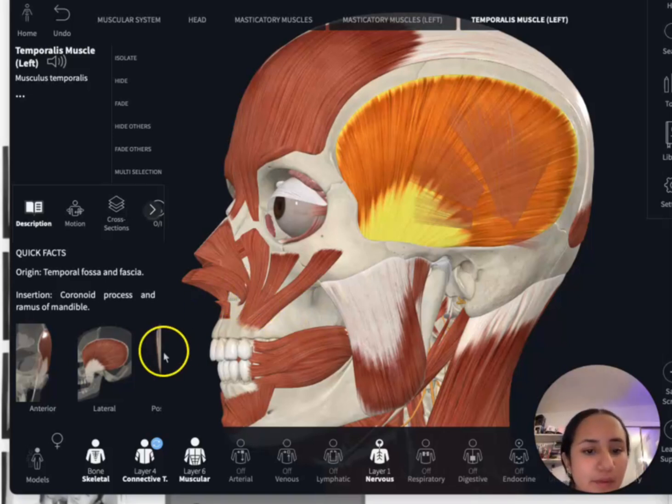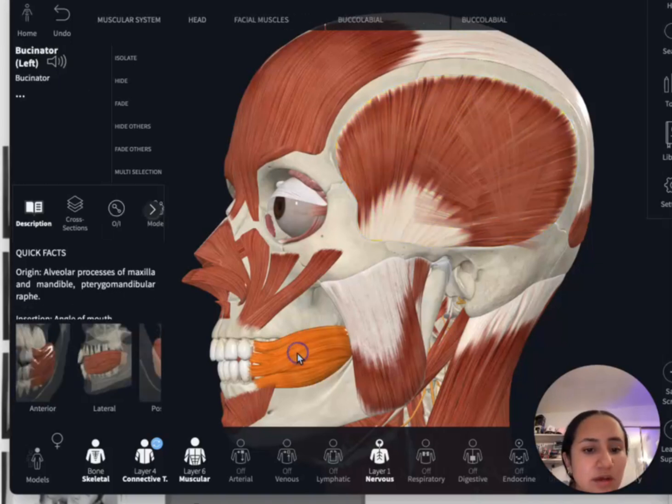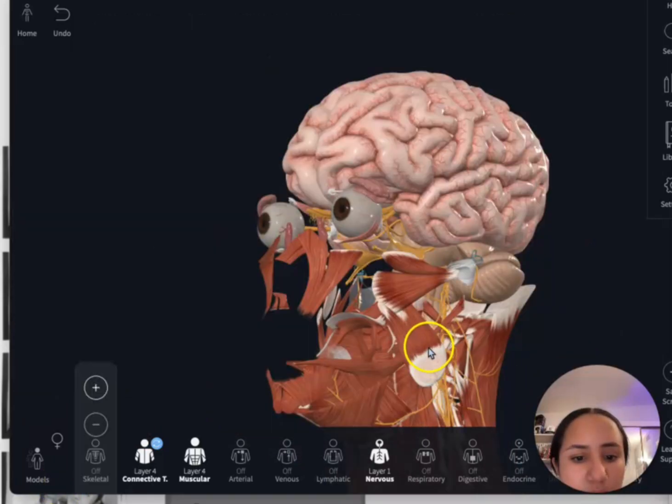And then the next one is right here. This is the buccinator muscle. The origin for this is the alveolar processes of the maxilla and mandible, and the insertion is the angle of the mouth. The action for this muscle is that it helps compress the cheeks, bringing our cheeks inwards.